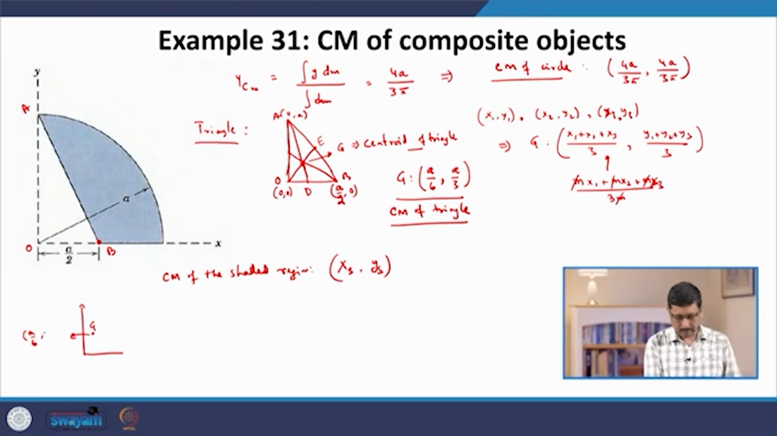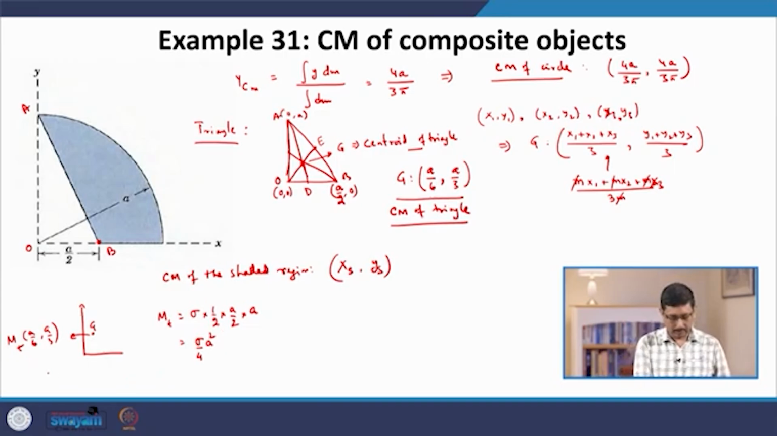It has some mass m, which is equal to the mass of the triangle. How much is the mass of the triangle with the same density? That is easy to find. It is given by the density times the area of the triangle, which is half into base into height, which is sigma a square by 4. And similarly, we are going to put the shaded region.